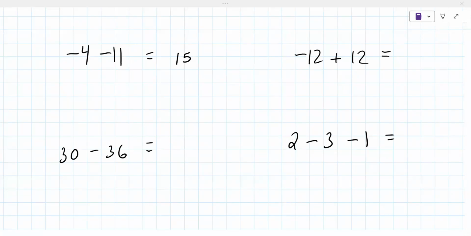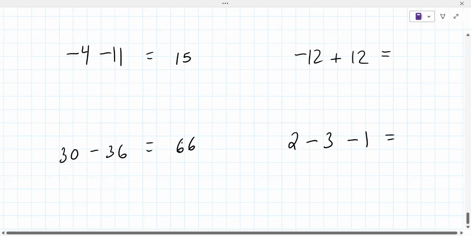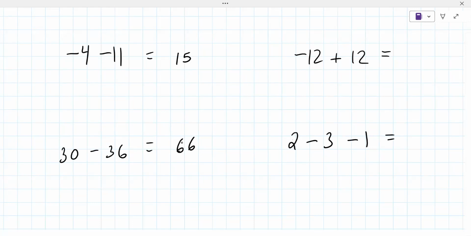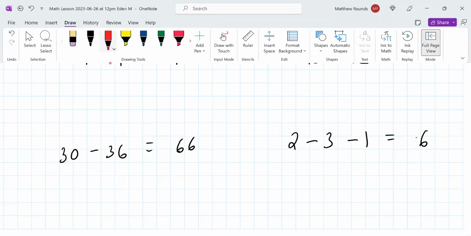So that would be 30, 60... 66. 66 on that one. Yep. Then 2 minus 3. That's just added all together, if I'm correct. So it should be 6 on that one. Yes. Okay. So I think we kind of hit a wall here.